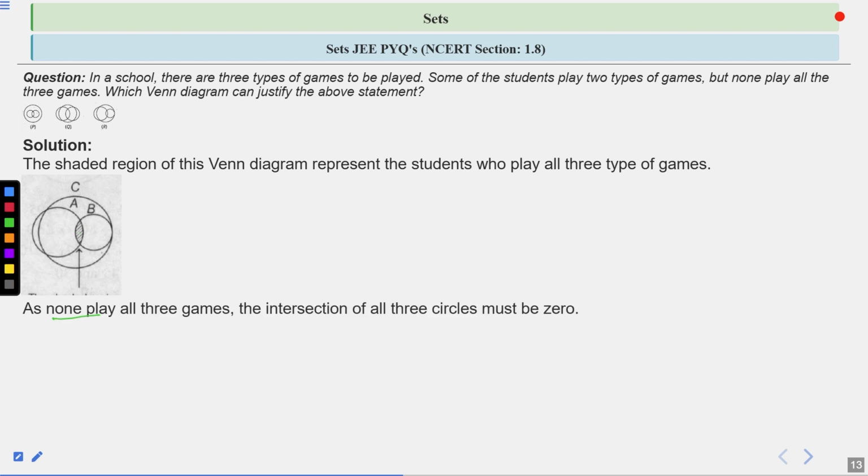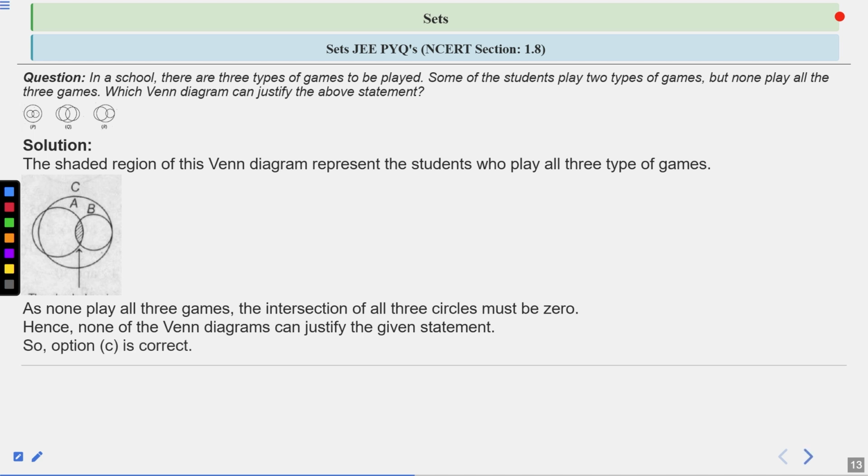But in the question, as none plays all the three games, the intersection of all the three circles must be empty, or disjoint. Hence none of the Venn diagrams can justify the given statement. So option C is the correct option.